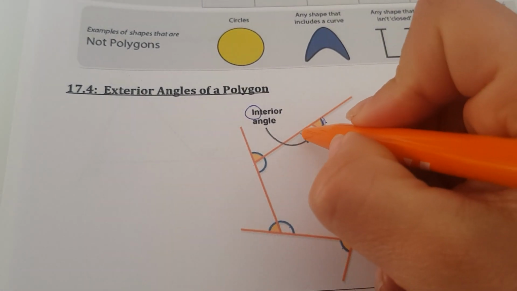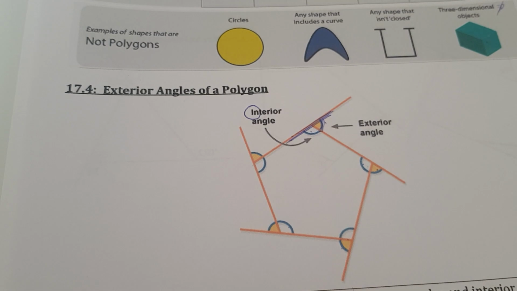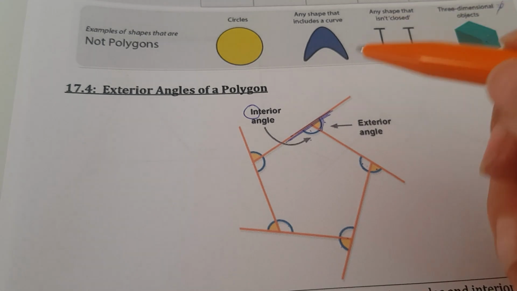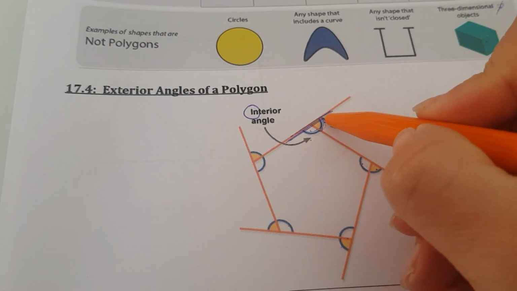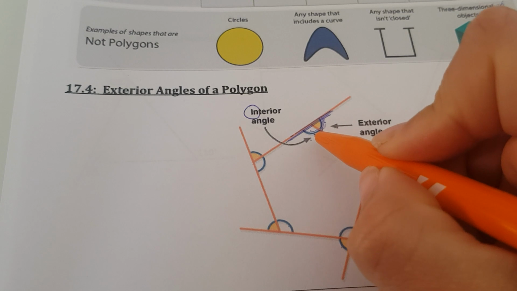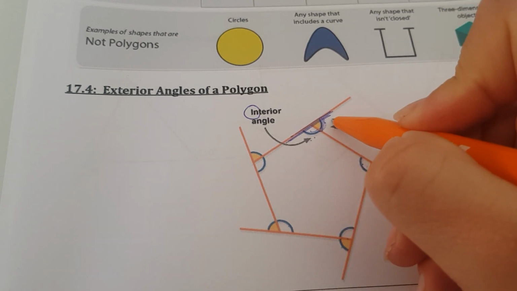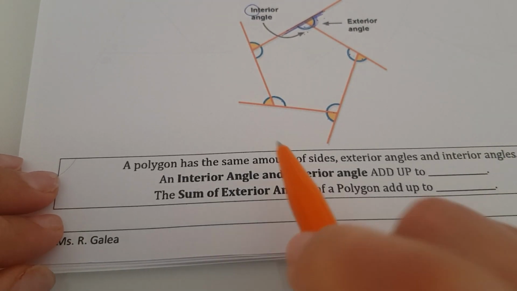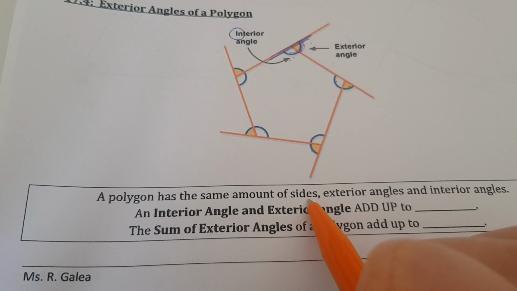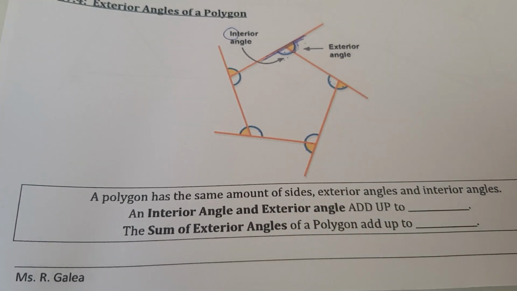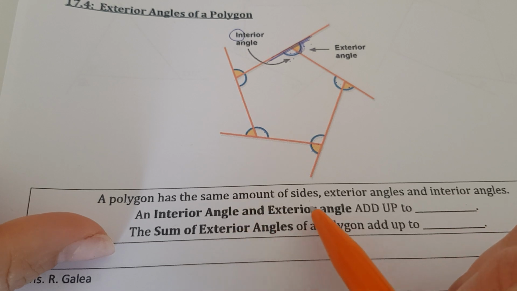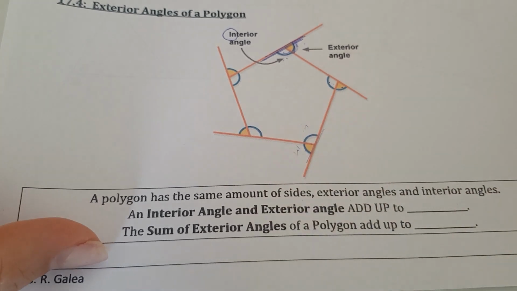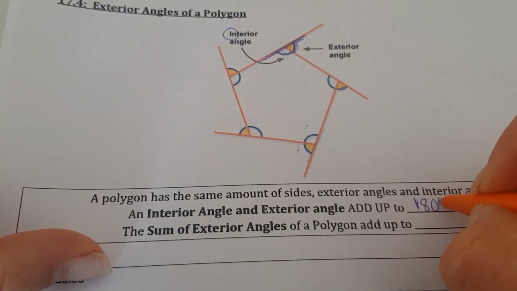Now, what can we notice over here? What's happening with the interior and exterior angles? They are both on a straight line and together they add up to 180. So if this is 100, then this is 180 minus 100, that's 80. Now, a polygon has the same number of sides, exterior angles and interior angles. An interior and exterior angle together add up to 180.